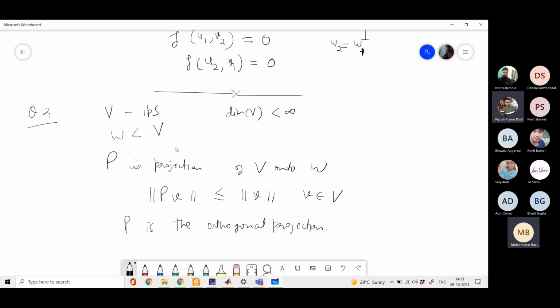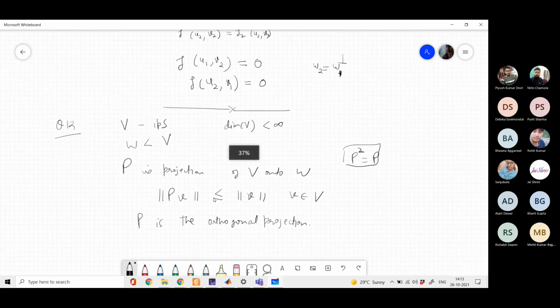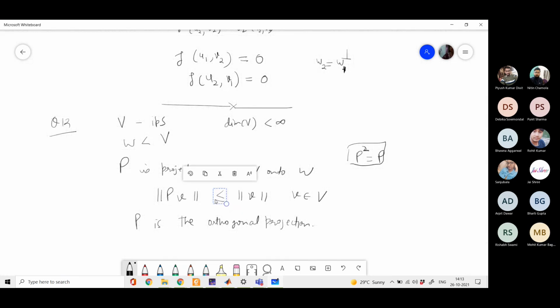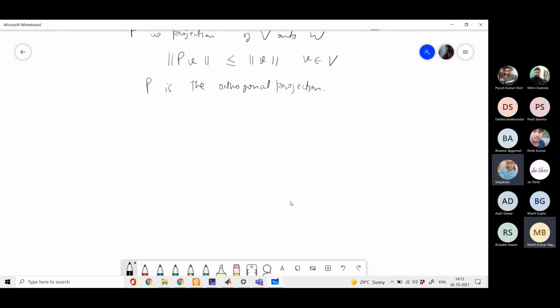Sir, if P square equals P, then P is a projection. If P square is P. P star is P, no? P square is P. Yeah, that is fine. And what do you mean by orthogonal projection? The orthogonal complement of the range of P is equal to the null space of P. Good.